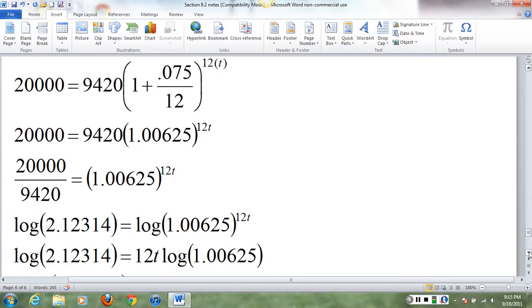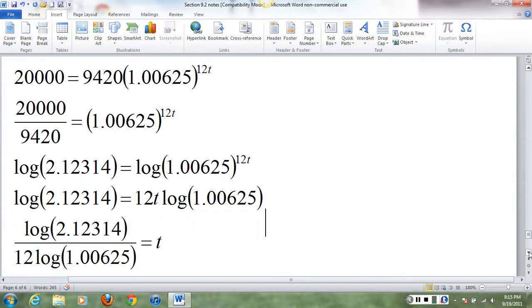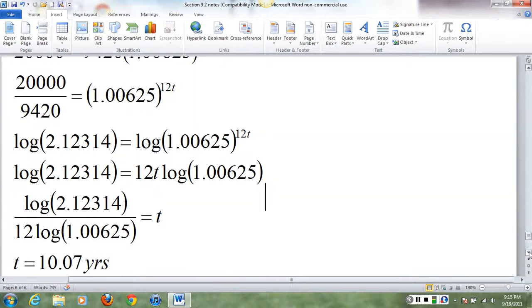Now, even though it's complicated looking, all it is is a number. So I'm going to treat it like a number. And to isolate my t, I'm going to divide by 12 and that log of 1.00625 at the same time. And you can see it gives me this. So I've divided both sides by 12 log of 1.00625. That gives me this equation. And when I do the math, I end up with about 10.07 years. And again, make sure you use the proper units.